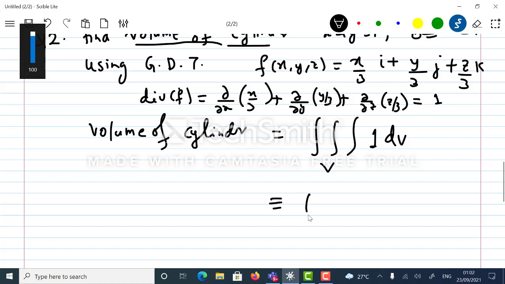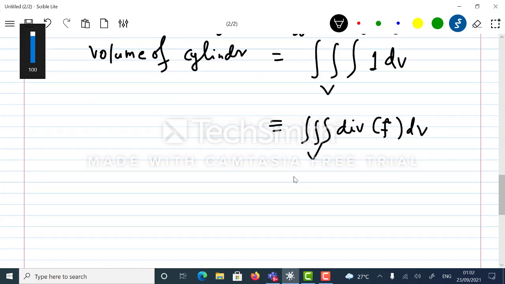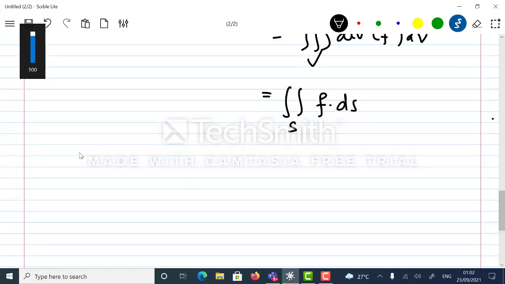So this is equivalent to saying the triple integral over V of divergence of f dV, because 1 is the same as divergence f. And what is that? As per the Gauss divergence theorem, it is the surface integral of f dot dS. So I need to find the surface integral of f using the Gauss divergence theorem. So now what is V?